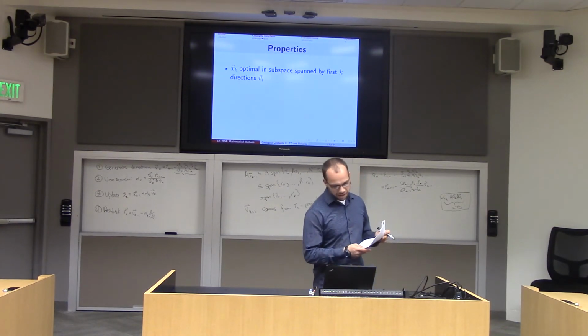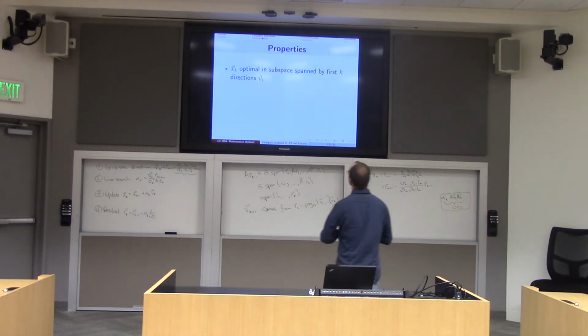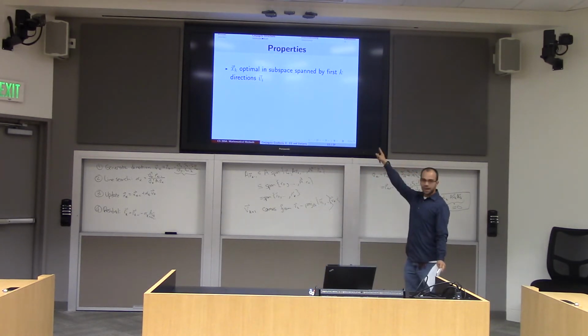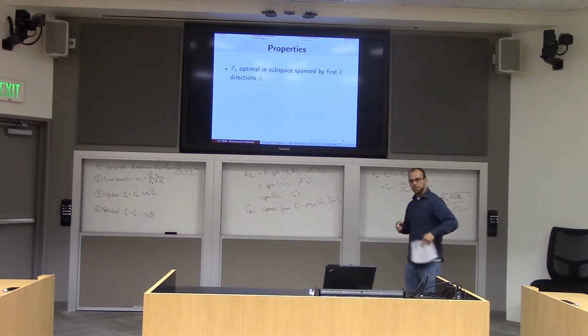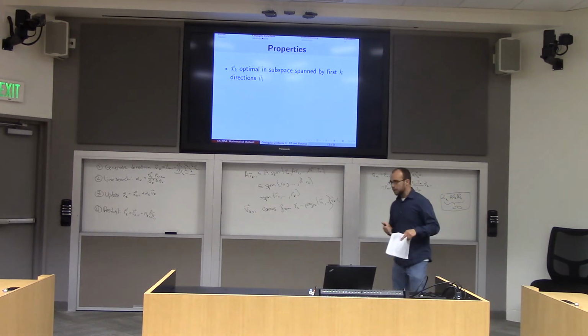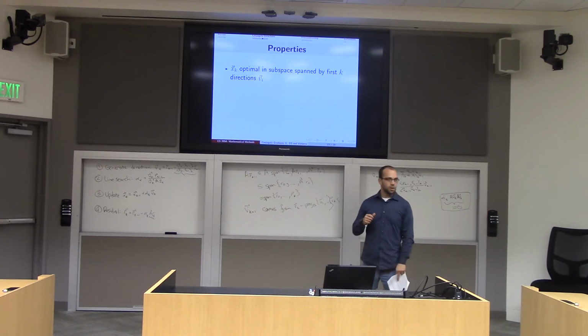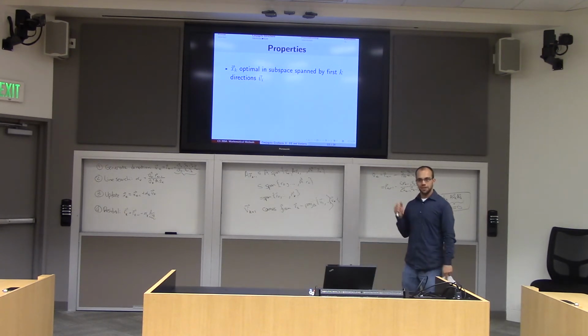Okay. So what are some properties in this case? Xk is optimal in the subspace spanned by the first k directions. That's what I keep saying, which is that every time I add a new search direction, I'm decreasing f, and I'm doing so in the best possible way in the span of all the search directions I've had so far. This is different from gradient descent, where all I can say is that my line search is optimal for the direction I just wrote down, but I don't know anything else. Does that make sense?